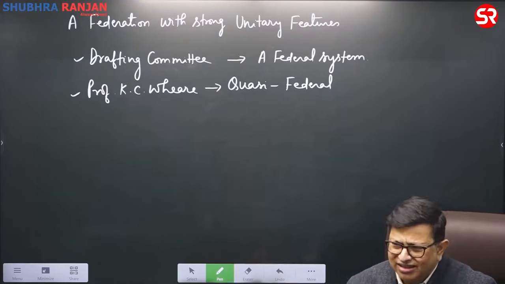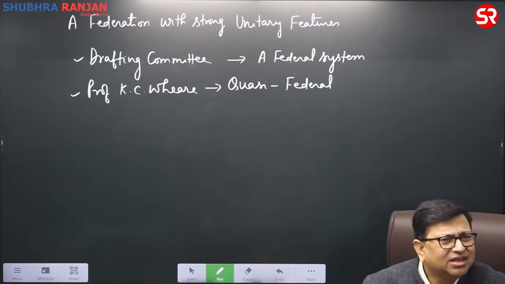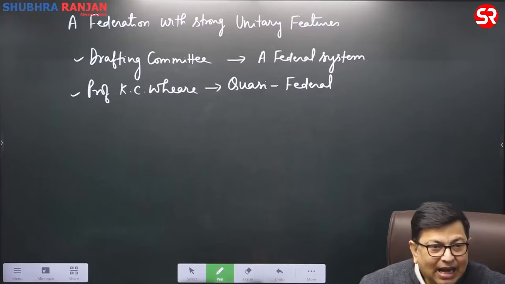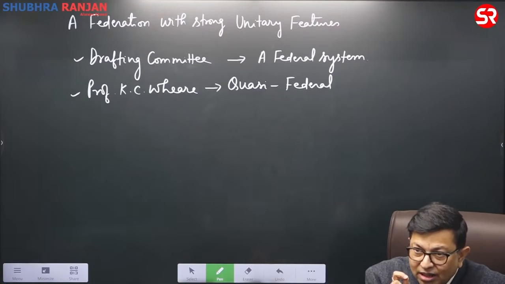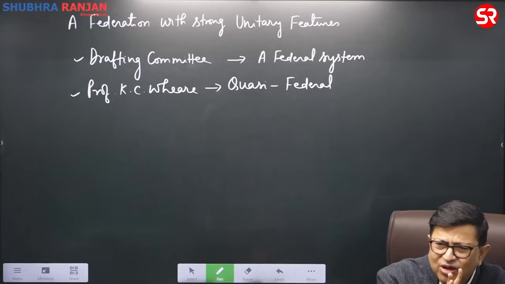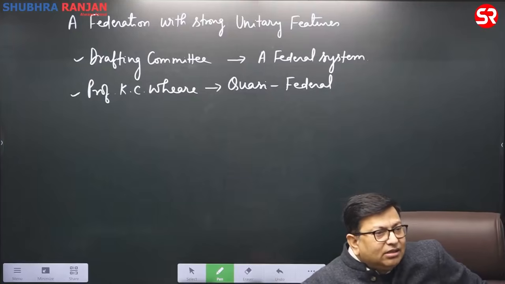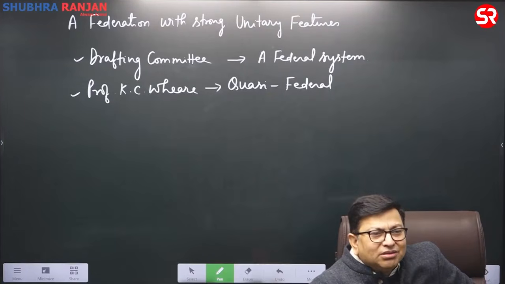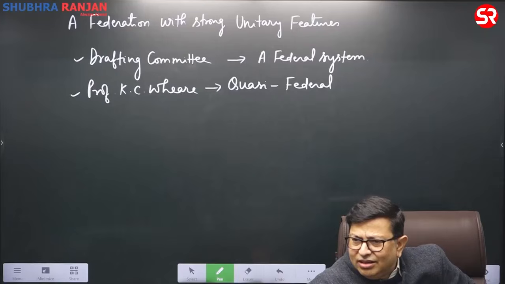Now, quasi-federal is not a derogatory term. It is not a derogatory term. And we adopted this system. We did not blindly follow the system which is there in America. In America, they have got a dual constitution, dual citizenship. We don't have that.